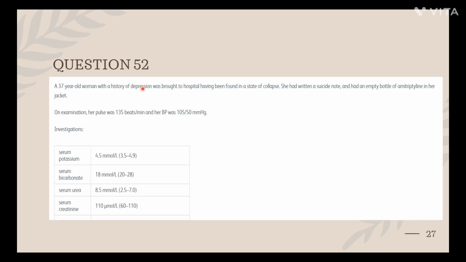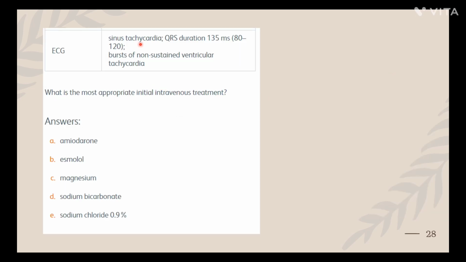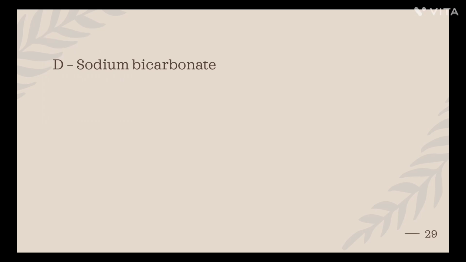Next question, a 37-year-old woman with a history of depression was brought to hospital having been found in a state of collapse. She had written a suicide note and had an empty bottle of amitriptyline in her jacket. On examination, her pulse was 135 beats per minute and her BP was 105 over 50. Investigation showed serum potassium 4.5, bicarb 18, so there is acidosis, urea 8.5 and creatinine 110. ECG shows sinus tachycardia, QRS duration 135, bursts of non-sustained VT. What is the most appropriate initial treatment? So in amitriptyline, the initial treatment is to reduce the acidosis and you give sodium bicarbonate.